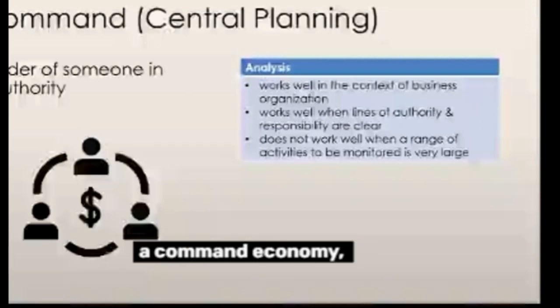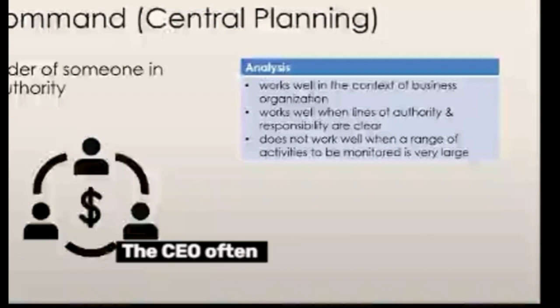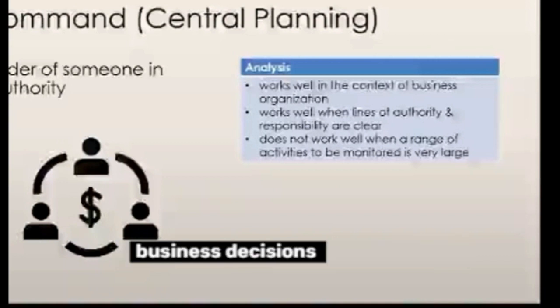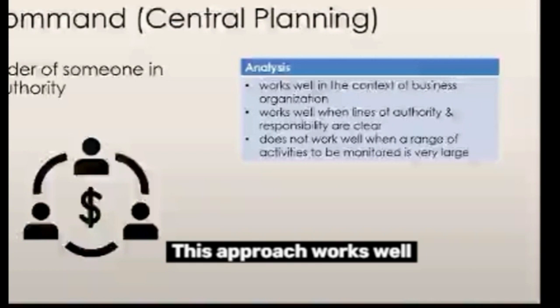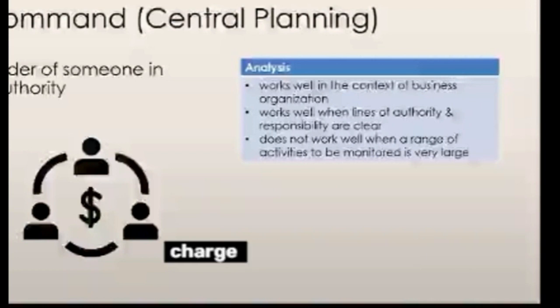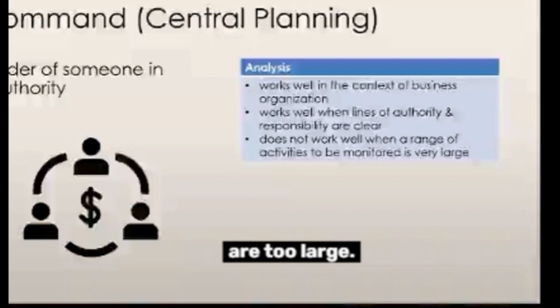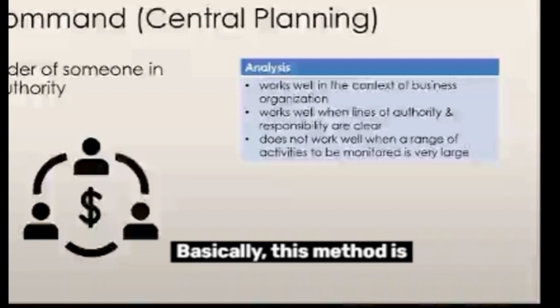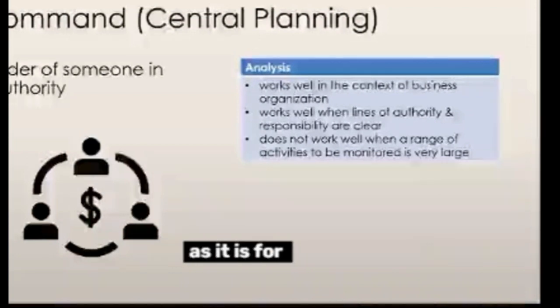In a command economy, resources are allocated by a central authority. This method is often used to allocate resources within businesses. The CEO often makes the important business decisions and allocates the company resources accordingly. This approach works well when it is clear who is in charge and what they are in charge of, but does not work when the range of activities that need to be monitored are too large. Basically, this method is not as effective for a scale as large as an entire country as it is for a company.